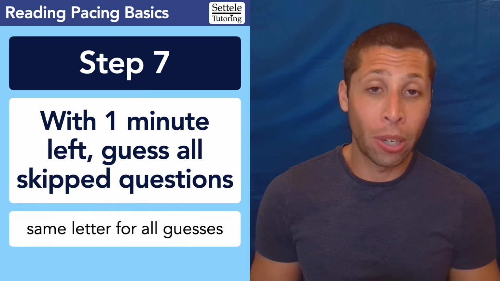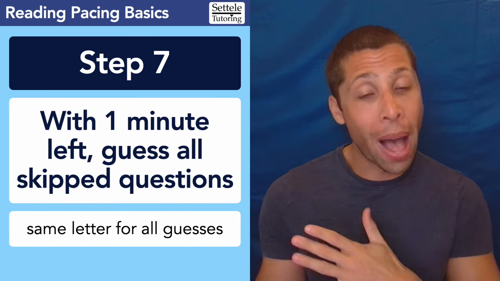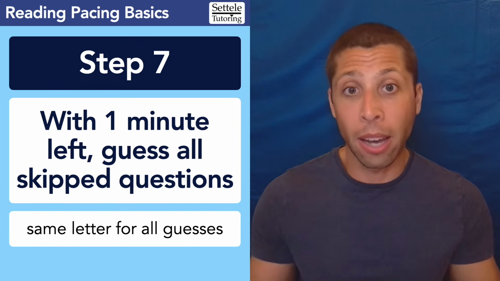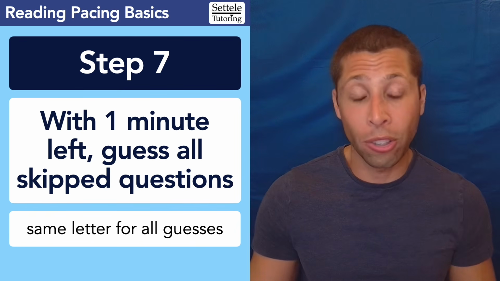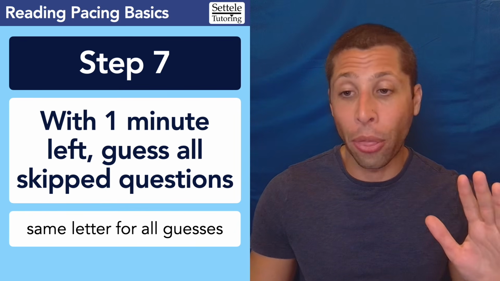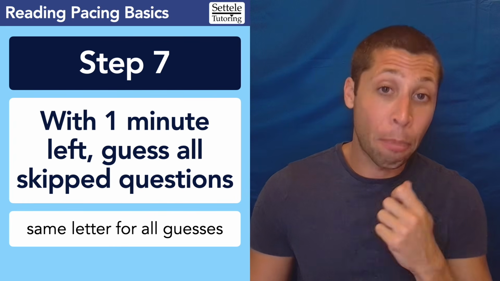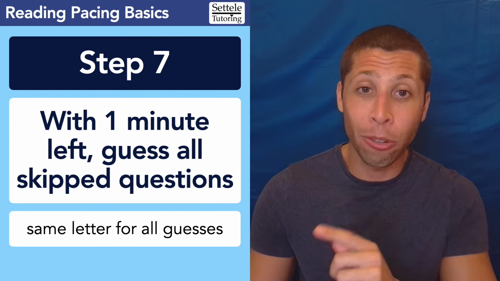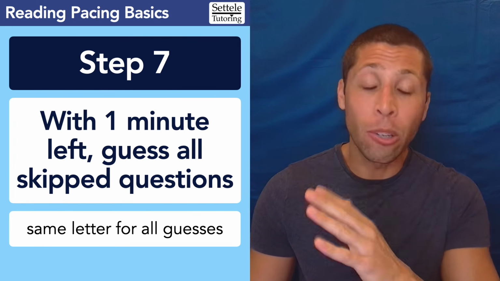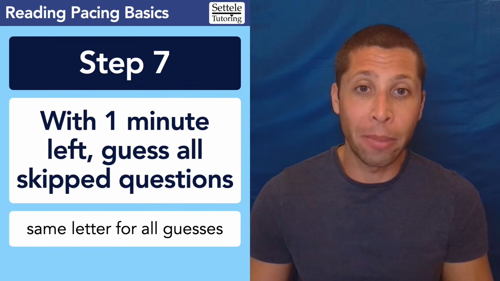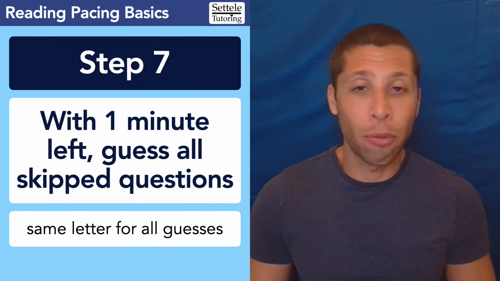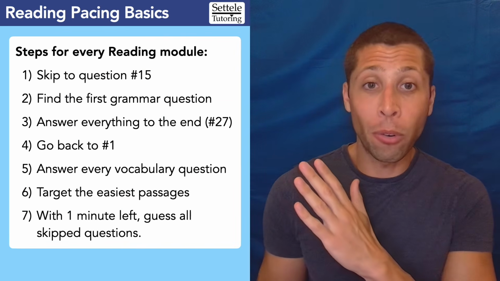Then step 7, pretty straightforward. When you've got 1 minute left, go back to all the questions you skipped and just pick a letter and put that for all of those questions. Just use the same letter for every single thing. It doesn't really matter, but it's just easier that way. And if you are taking a practice test, make sure you write down your bookmarks and record that these were random guesses so you can go back to them later, even if you happen to guess right, and review those questions. This is the overall strategy.